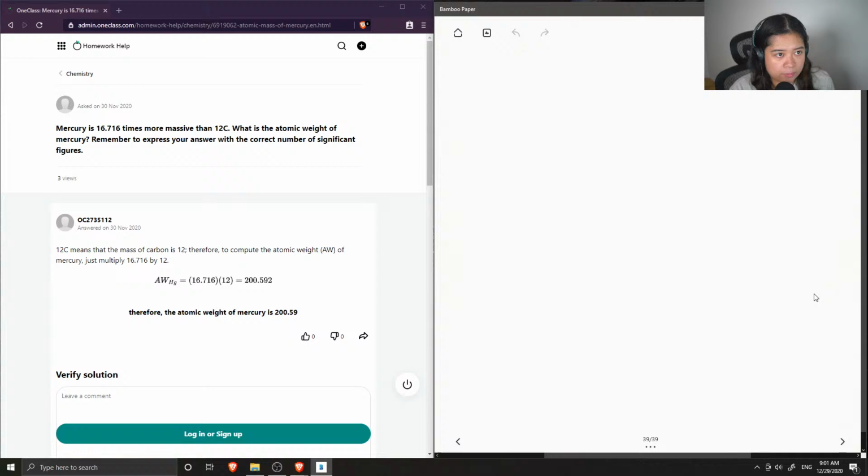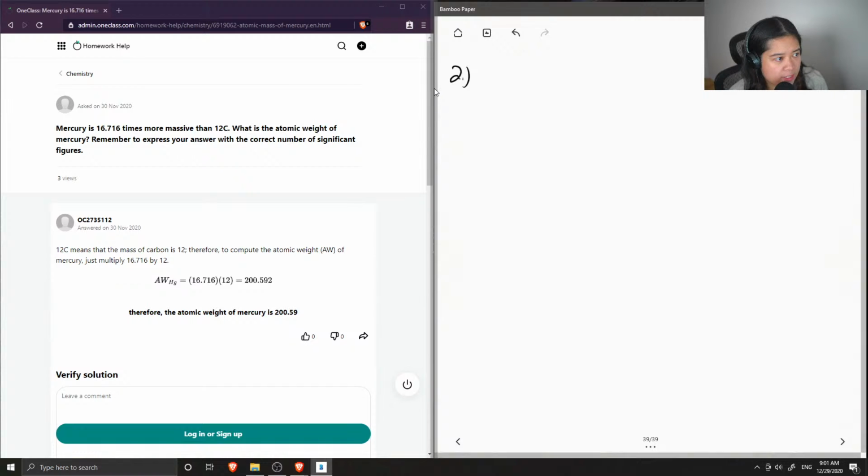Okay, so question number 2. Mercury is 16.716 times more massive than 12C. I think they mean that than just carbon normally, and the reason why there's a 12 in front of it is because that is the atomic weight and mass of carbon. And then, what is the atomic weight of mercury? Remember to express your answer with the correct number of significant figures.